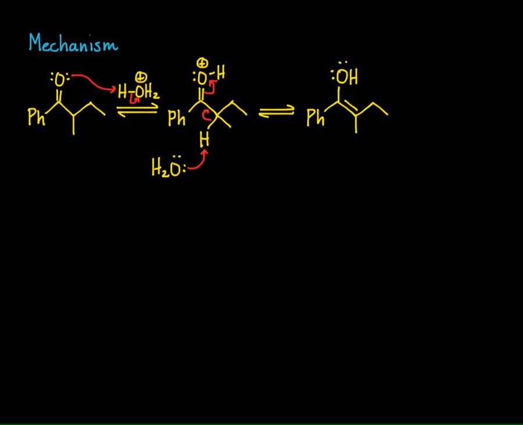It's always either a positively charged species or a neutral species. In this case, we have our neutral species, and of course we're generating the acid back again, the hydronium ion back again. Well, at this stage, we have now an alkene, right?